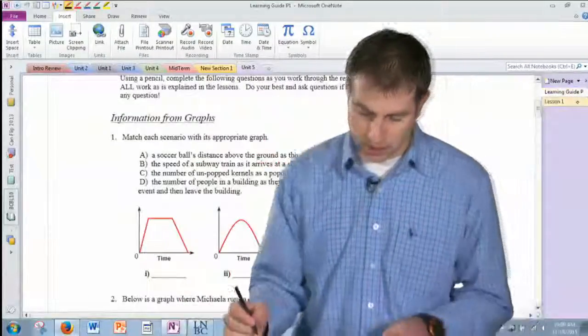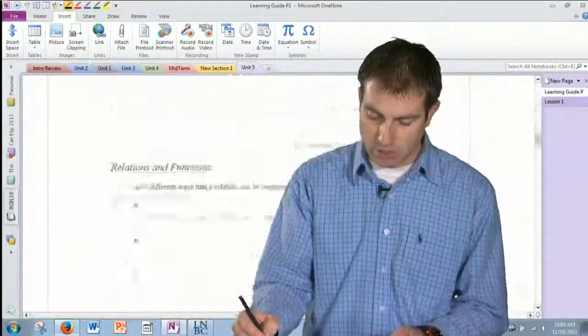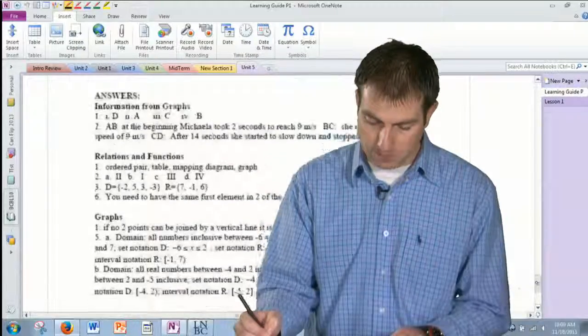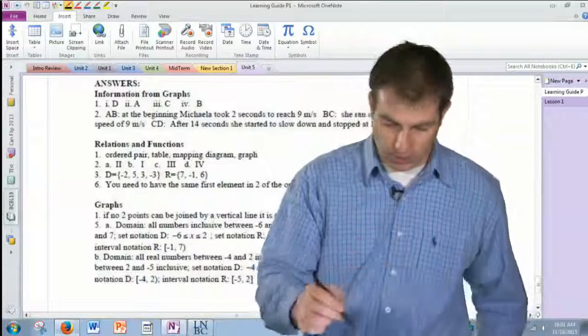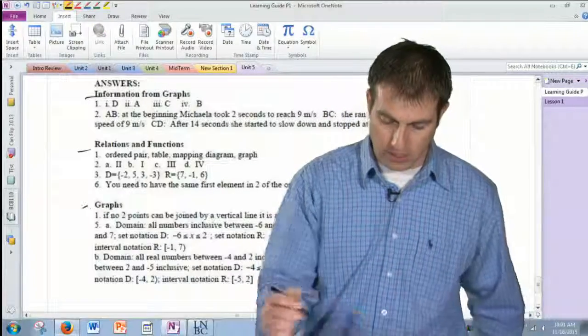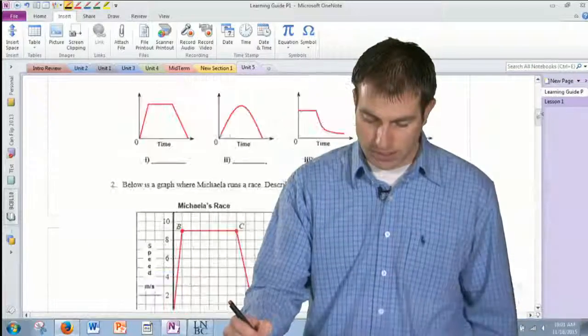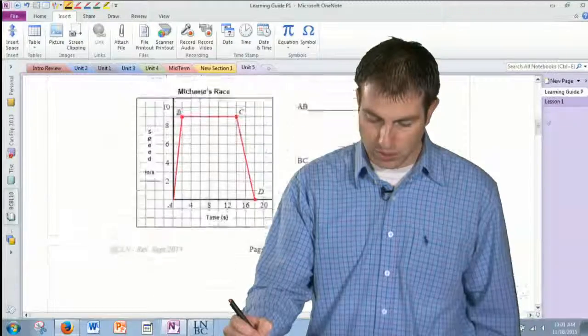Let's just take a quick look at the learning guide. As I mentioned last day, I kind of butchered the learning guide into two parts. I just threw the solutions in here for the first couple of sections. So how far should we go today? This is kind of looking like stuff we did today. We didn't do relations and functions.